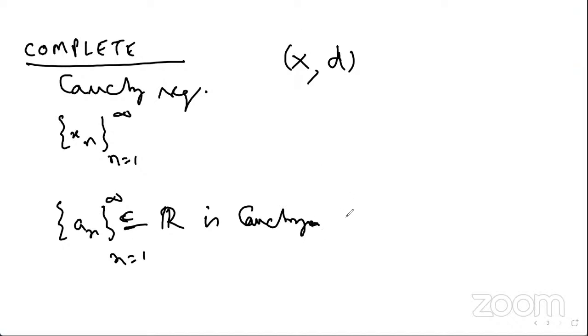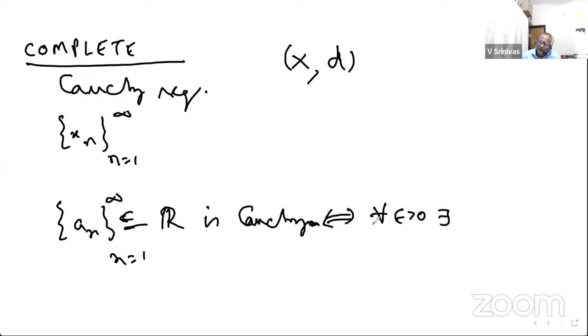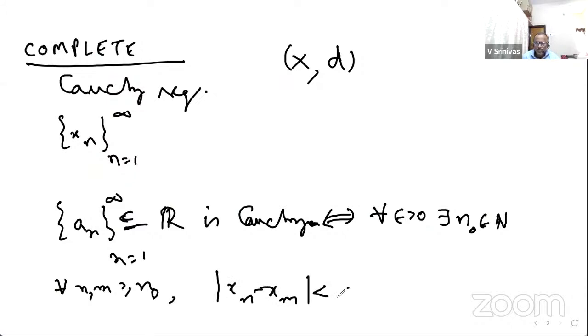Sir, when there exists a number N such that for every natural number after N, the difference between terms is less than some given epsilon. For any given epsilon, we can show that S_n minus S_m is less than epsilon. Very good. For every epsilon positive, there exists a natural number n naught such that for all n, m greater than or equal to n naught, the distance between x_n and x_m is less than epsilon. This is what is meant by it.